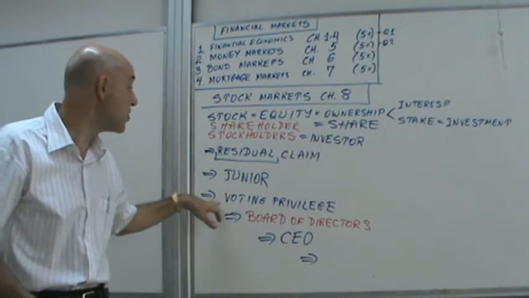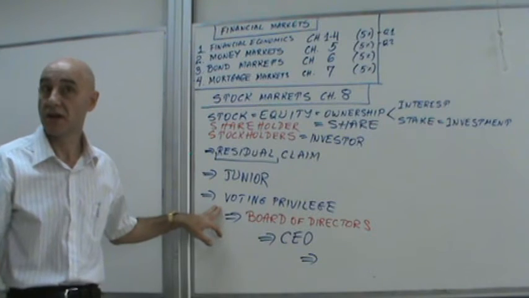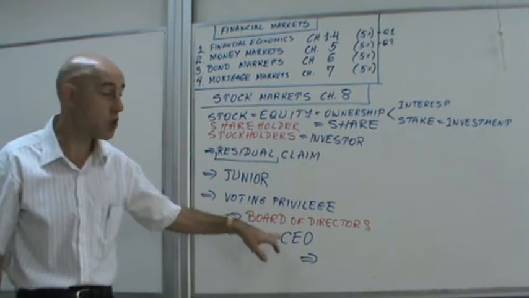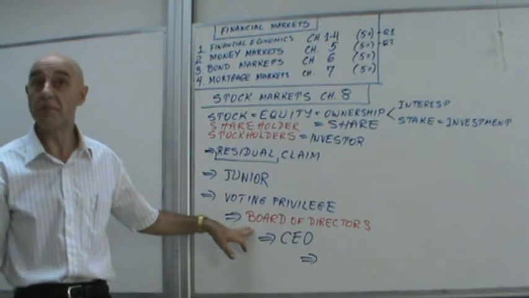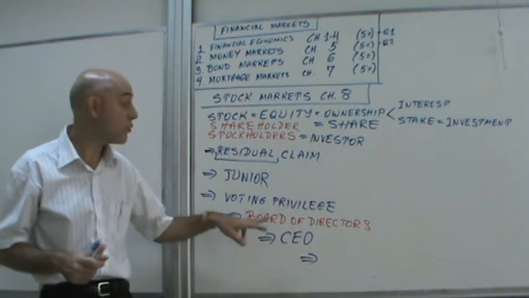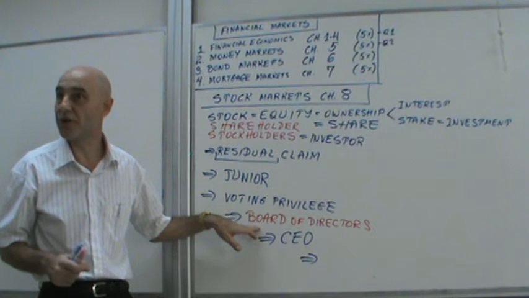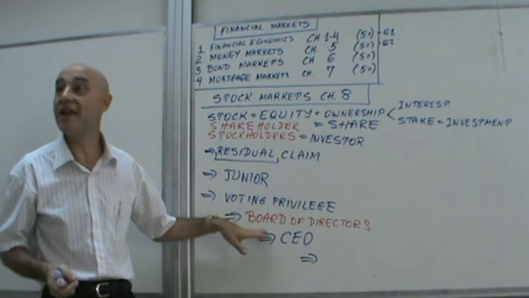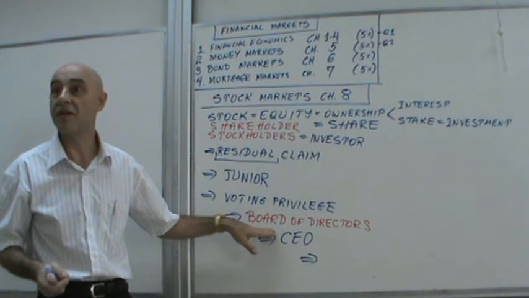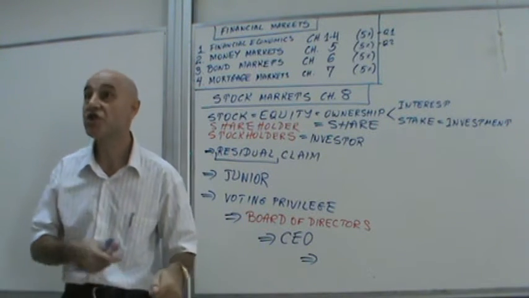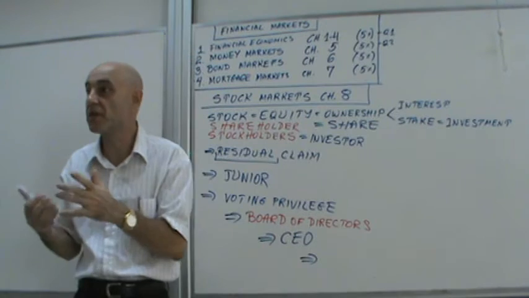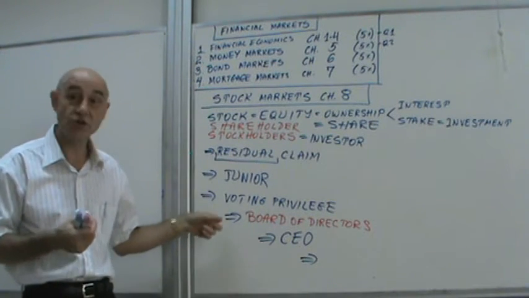So stockholders have no direct control over the company. They have no direct control, but they indirectly control the CEO by selecting the board of directors. Sometimes when shareholders are not happy with the CEO, they will change the board of directors, change the people, and then force the new board to change the CEO. Sometimes the shareholders will put themselves on the board of directors if the board does not do a good job. That's the way it actually works.